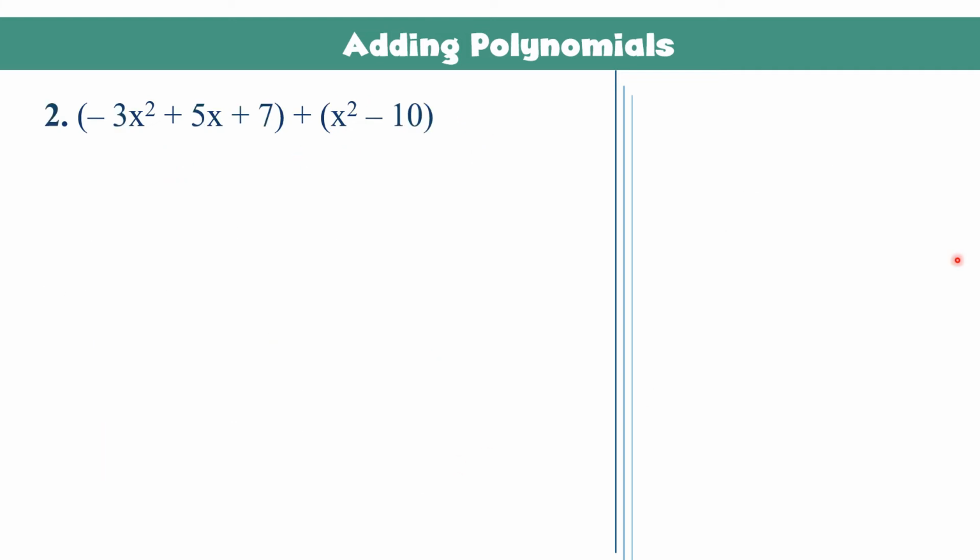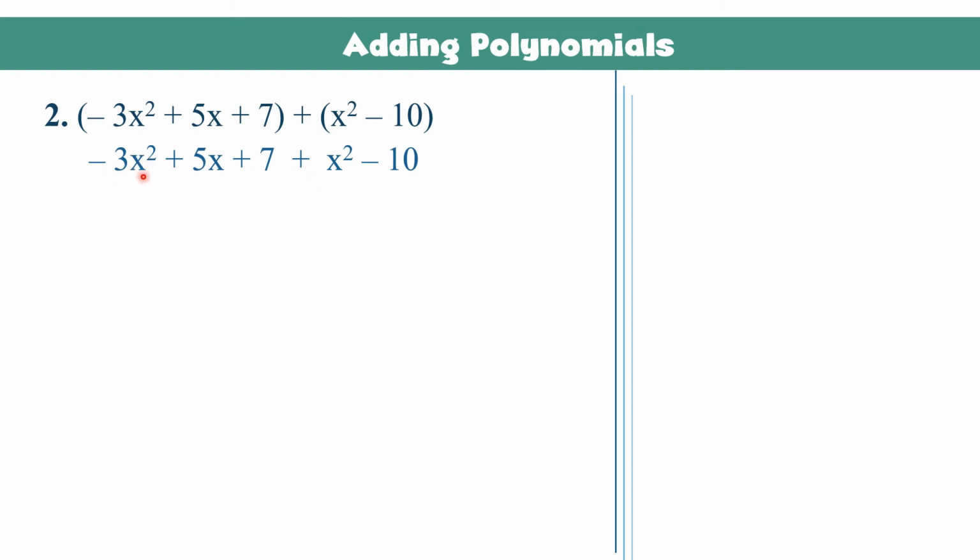Another example, negative 3x squared plus 5x plus 7 plus x squared minus 10. Again, if you will remove their parentheses, we can do that like this and then combine like terms. So let us start with the highest exponents always so that our answer will automatically be arranged in standard form. So let's start with the variable x squared.